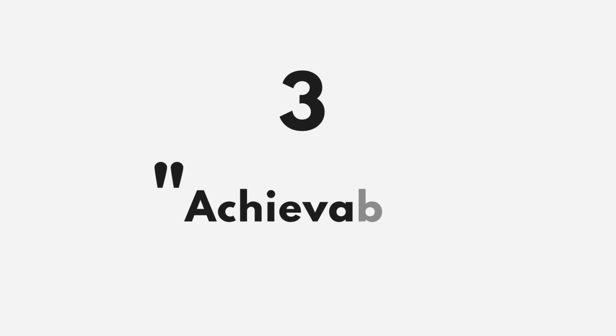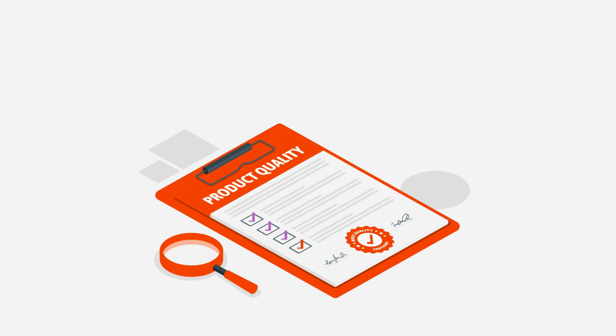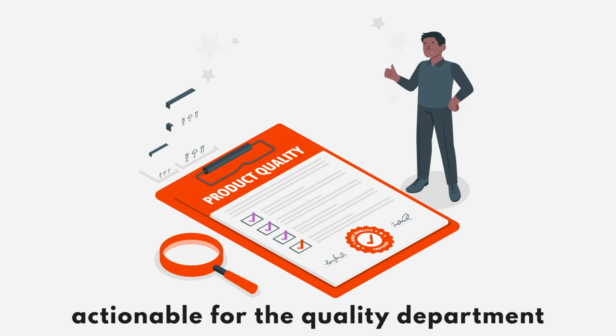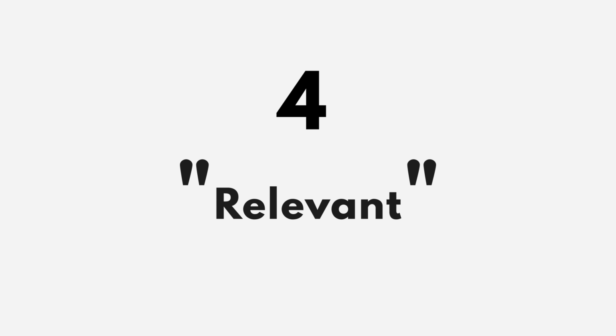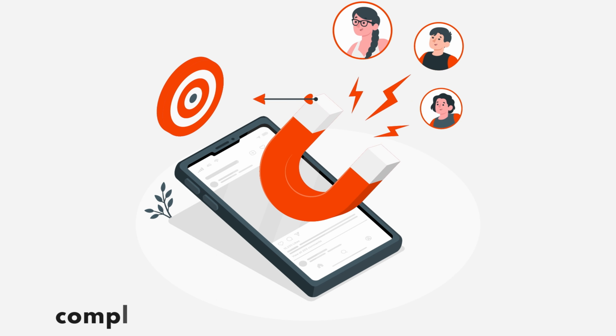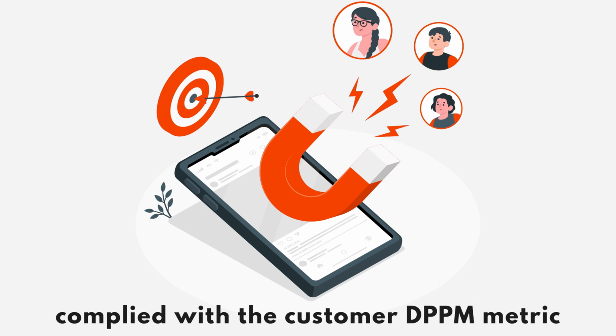3. A stands for achievable. It must be actionable for the involved parties, for example, the quality department. 4. R stands for relevant. It must follow company goals and strategies, for example, align with the customer returns metrics.